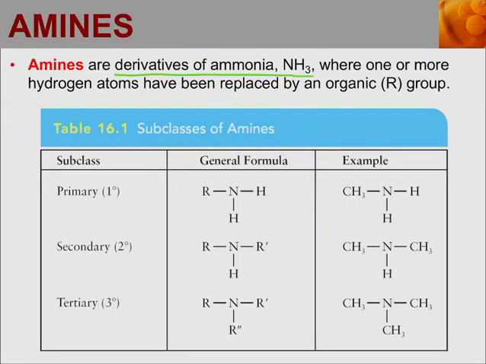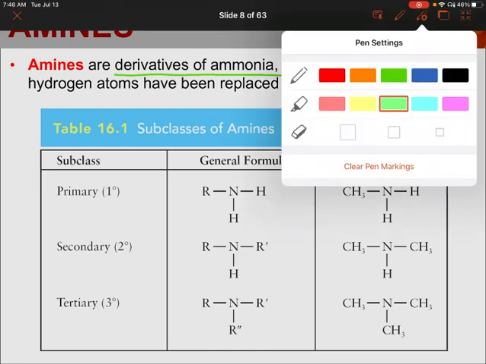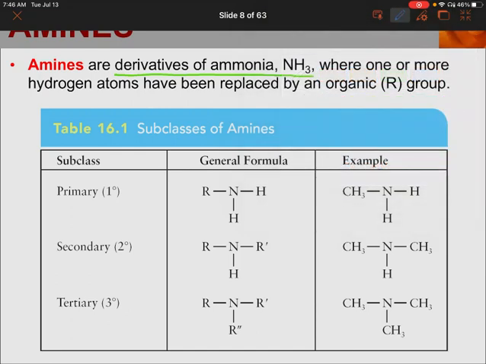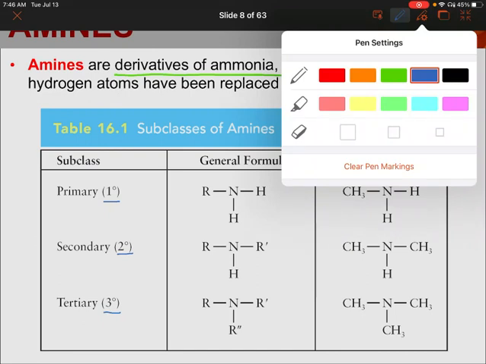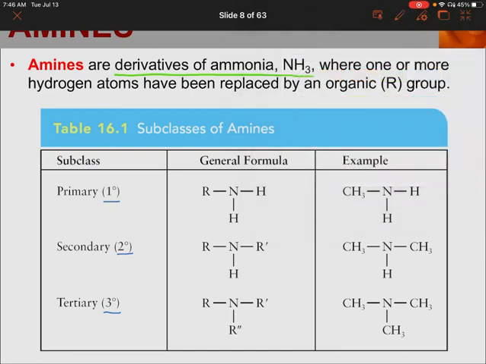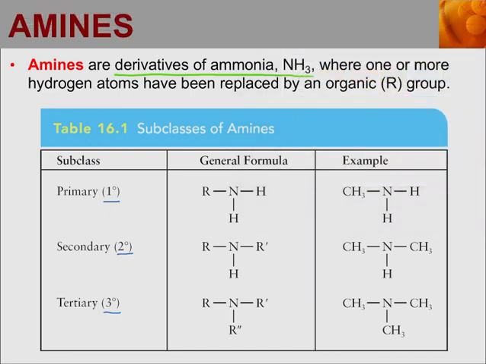classes of amines, kind of similar to alcohols. So we have primary amines, secondary amines, and tertiary amines. You can see that we can also abbreviate primary, secondary, and tertiary using a 1 with a degree symbol, a 2 with a degree symbol, or a 3 with a degree symbol.